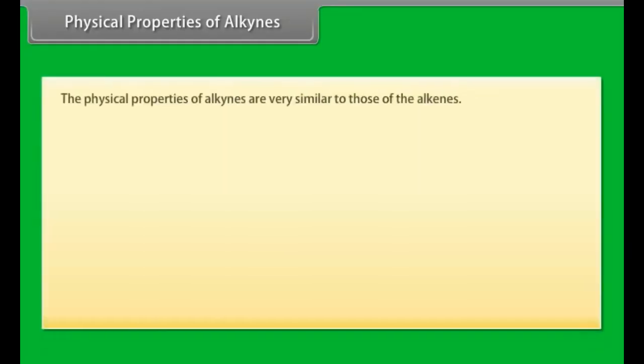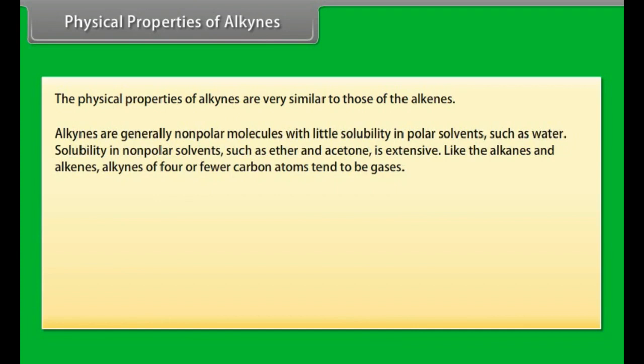Physical properties of alkynes. The physical properties of alkynes are very similar to those of the alkenes. Alkynes are generally non-polar molecules with little solubility in polar solvents, such as water. Solubility in non-polar solvents, such as ether and acetone, is extensive. Like the alkanes and alkenes, alkynes of 4 or fewer carbon atoms tend to be gases.